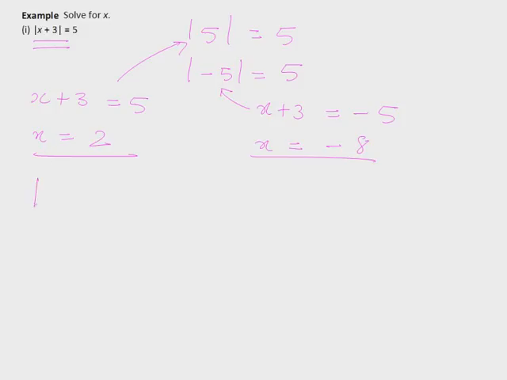So I plug in 2. I get 2 plus 3, which is absolute value of 5, which is 5. So it works. I plug in minus 8. So I get minus 8 plus 3, which is absolute value of minus 5, which is also 5. So it also works. The equation is satisfied by both values. So the answers are 2 and minus 8.